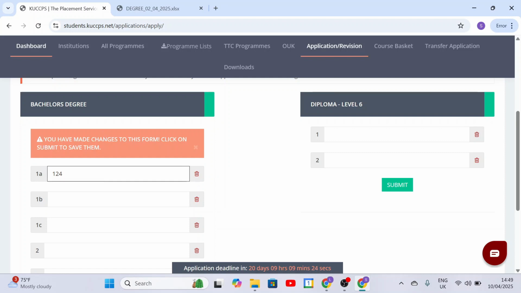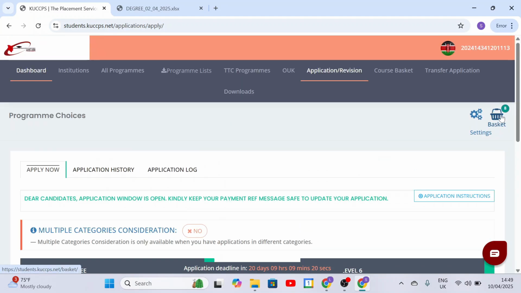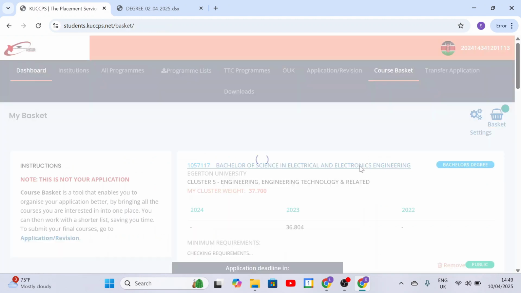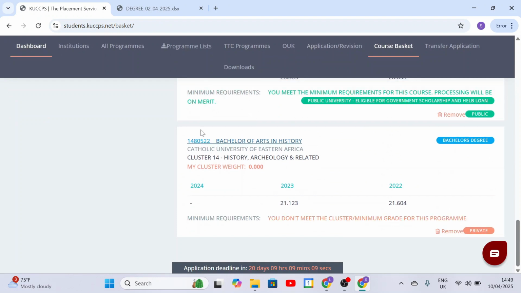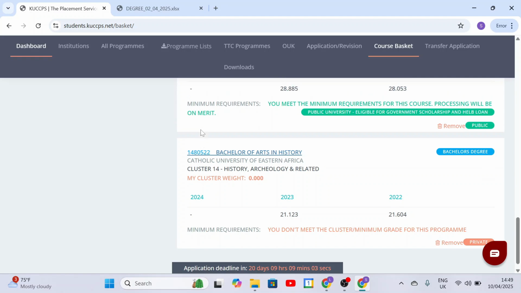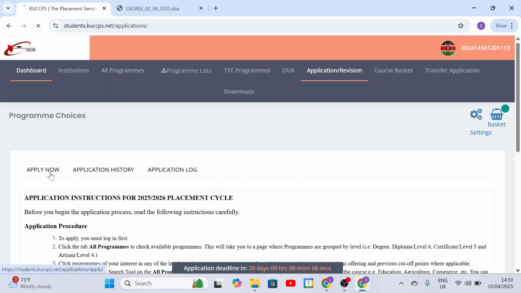You remember those codes? I hope you remember them. If you don't remember them, let me just show you one more time here. There is no harm in doing it very fast, just to show you exactly what I am talking about. These are the codes that I'm talking about. Those are the codes that you need to indicate so that you are able to apply. So back to our tab here, apply now.